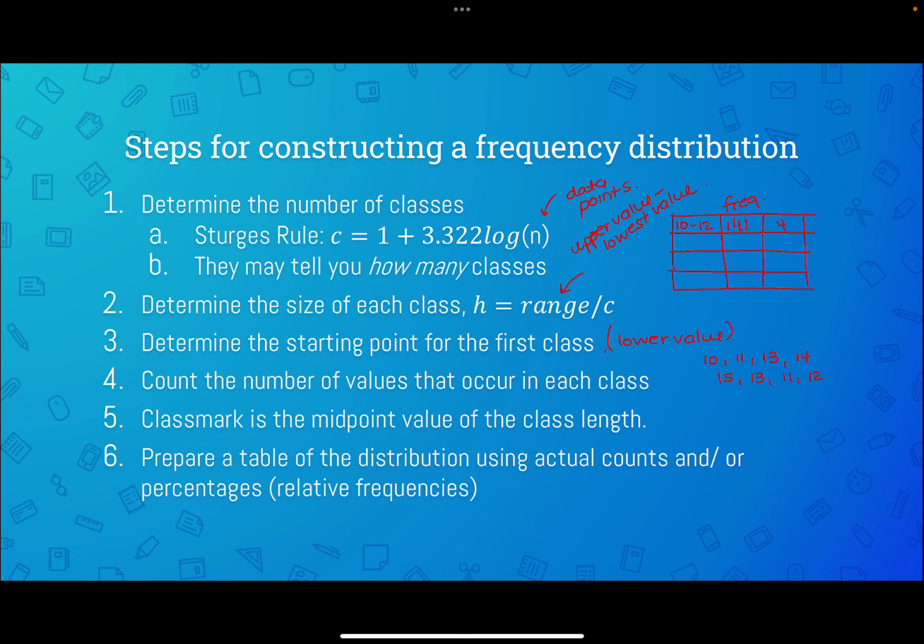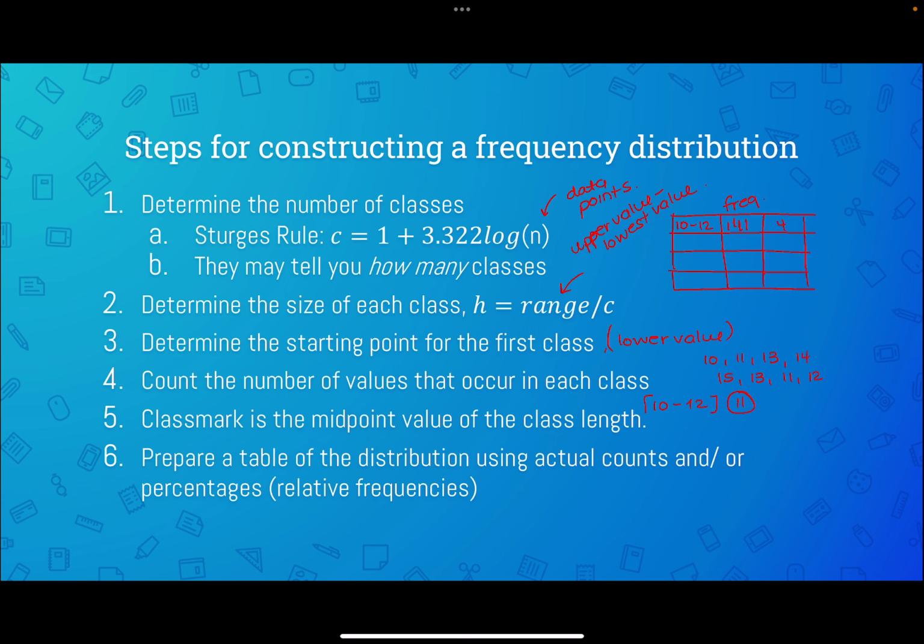Class mark is the midpoint value of each class length. So for example, in this example that I have, if my class goes from 10 to 12, my class mark is 11. It is the midpoint of my class.